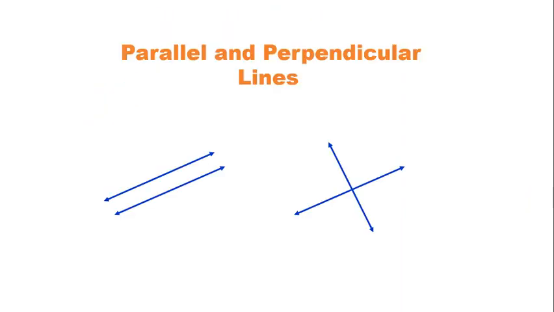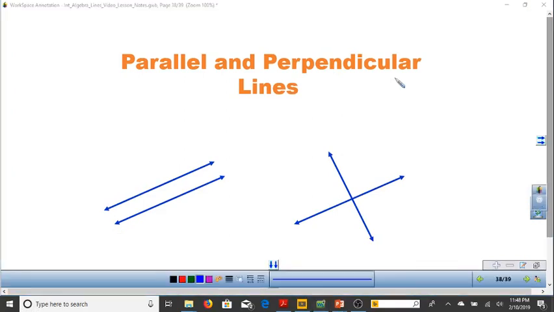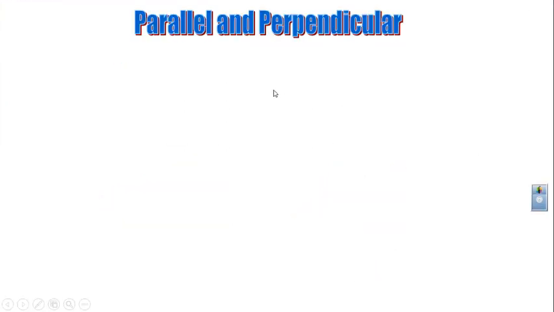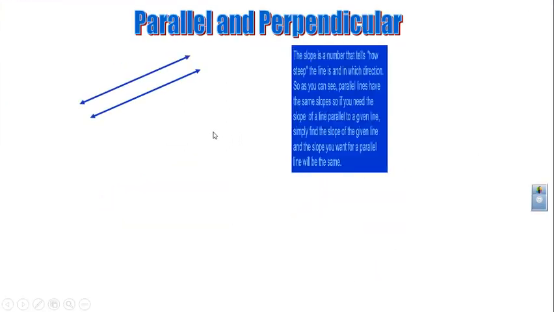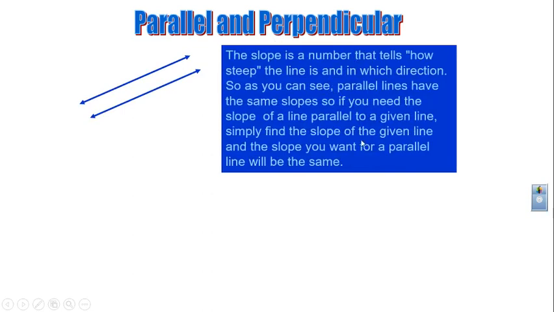So, since the slope of a line is how slanted it is, it makes sense that if two lines are parallel, they're slanted the same, so their slopes would be equal. So when two lines are parallel, their slopes are equal. If one slope is 1/3, the other slope is 1/3.